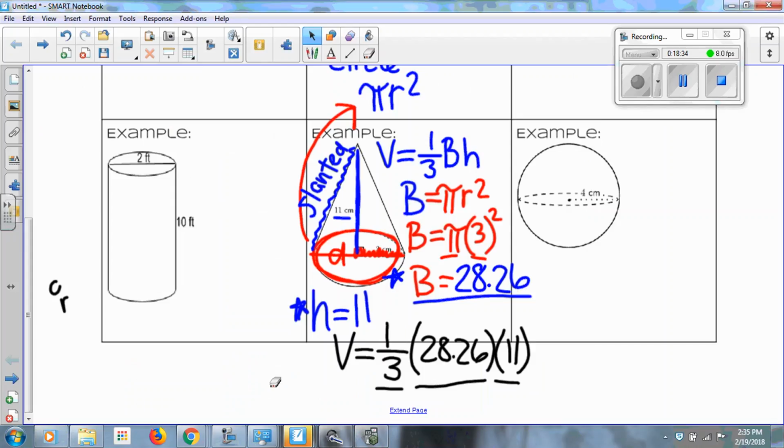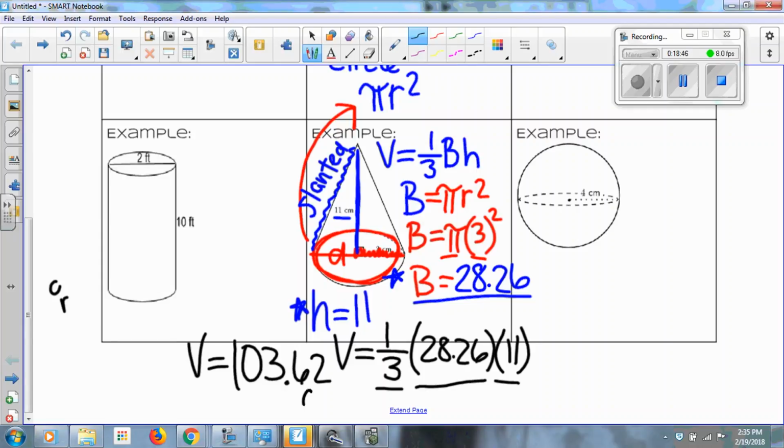All right, so we can go back here. I'm running out of room, but the volume of our cone was 103.62, and it was centimeters. And volume is cubed. There's 3 dimensions now. So there's our final answer for a cone.